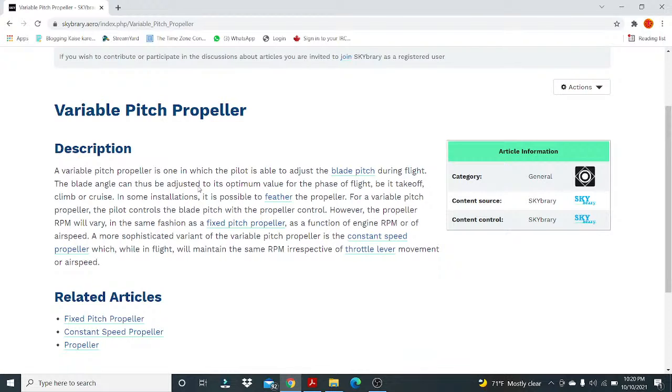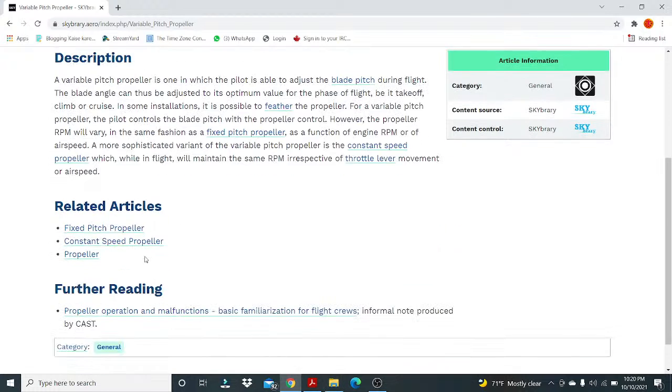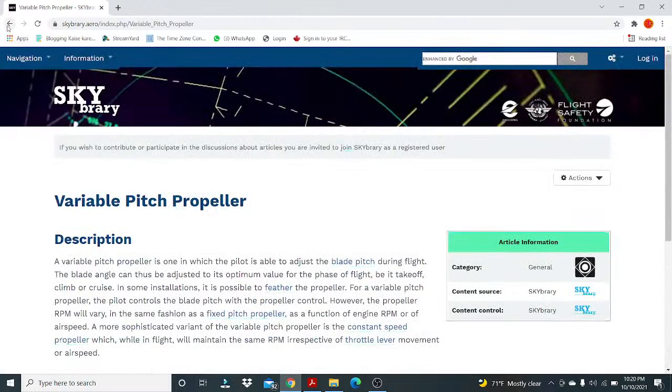A more sophisticated variant of the variable pitch propeller is the constant speed propeller, which, while in flight, will maintain the same RPM irrespective of the throttle lever movement or airspeed. Okay. Skybrary, another very good source.